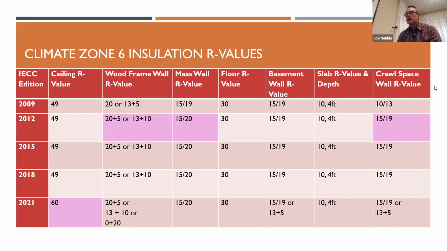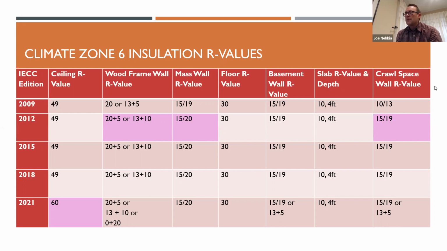And that's a 0 in the wall, and then an R20 continuous insulation. Interestingly, the climate zones. It's an R20 continuous, right, Joe? Right, R20 continuous, excuse me.